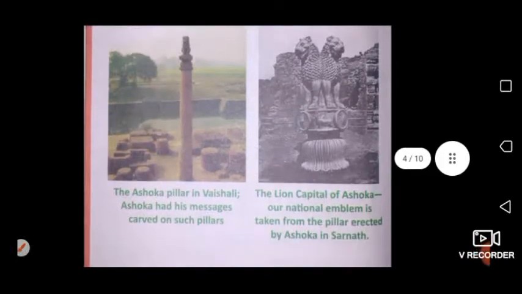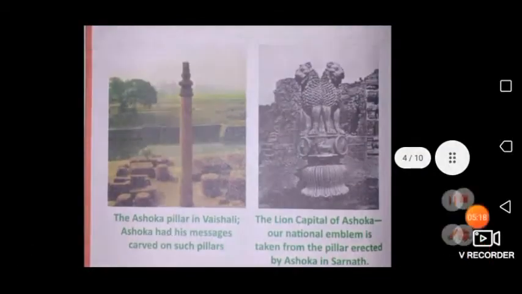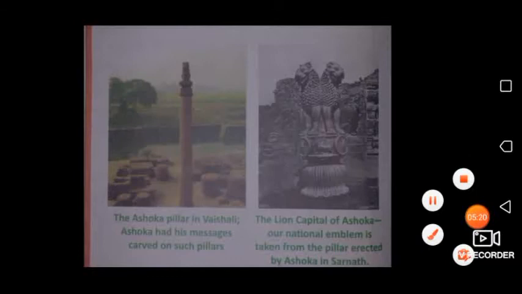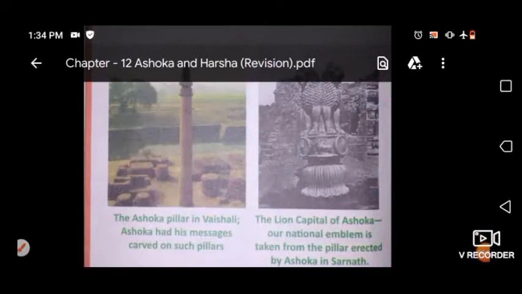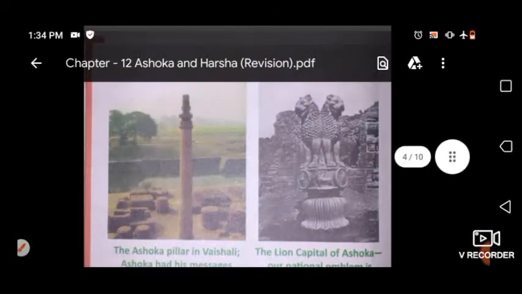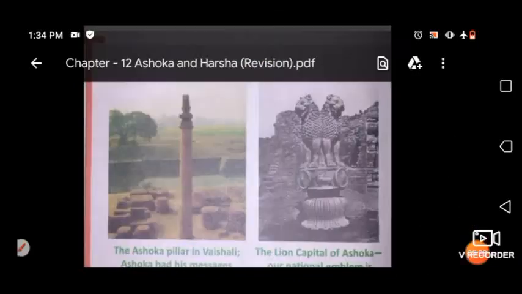The lion capital of Ashoka, our national emblem, is taken from the pillar erected by Ashoka in Sarnath. As you can see, this is the lion capital of Ashoka, and our national emblem is taken from it.